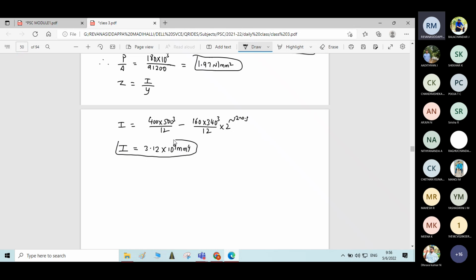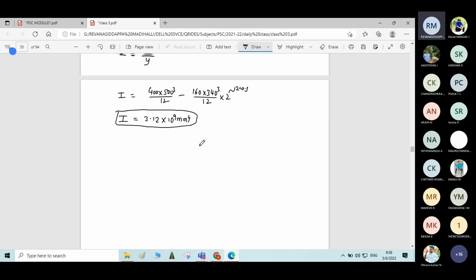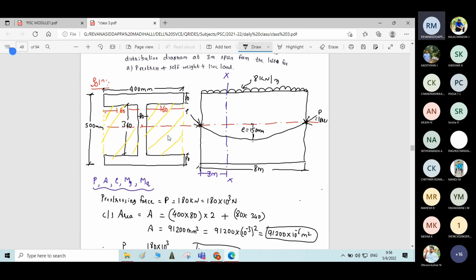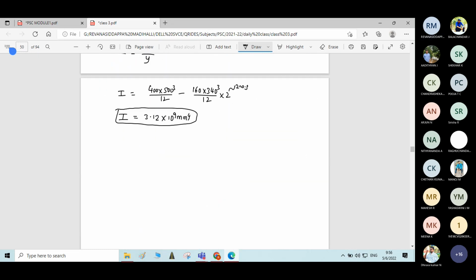Please cross check the answer. If you are getting any other answer, let me know and we'll correct it. Now, Y: this I section is a symmetric H section, so Y is directly overall depth divided by 2. Overall depth is 500, so Y is equal to D by 2, 500 by 2, 250 mm. If it is unsymmetric, you need to locate the centroid and find ZT and ZB.